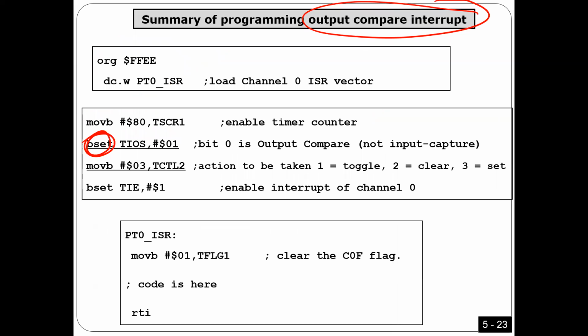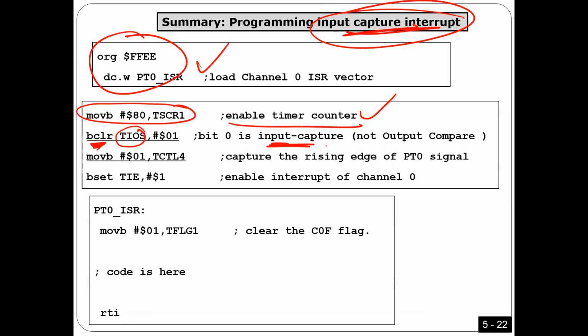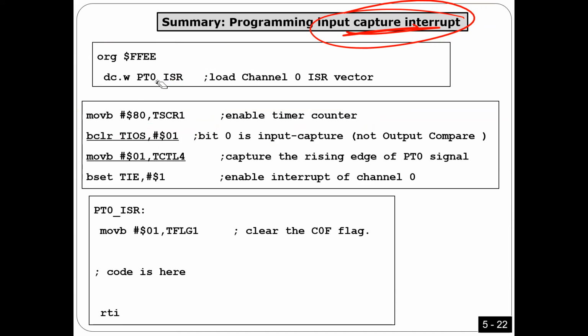Because you want to write 1, because 1 is going to make it output compare. Is that okay? So you have to write this instruction to select the pin input capture or output compare. Is that okay? Also, here in case of input capture, guys, you have to select what you want to capture. You want to capture rising only, falling only, or both.